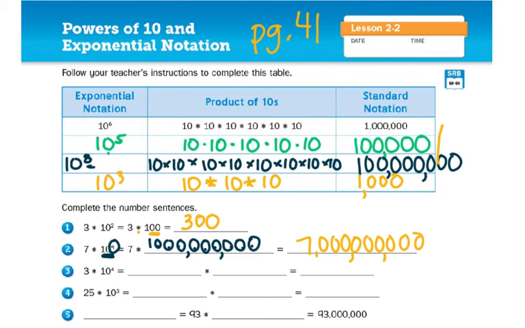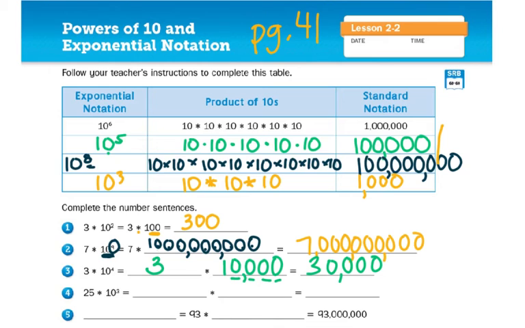Number 3. 3 times 10 to the 4th power. That is taking 3 times 1 with how many zeros behind it? 1, 2, 3, 4. So 3 times 10 to the 4th power is really 3 times 10,000. 3 times 1 is 3 with 1, 2, 3, 4 zeros. 30,000.